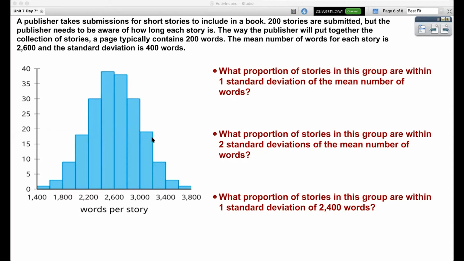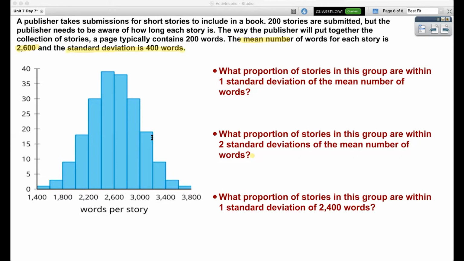Okay, so a couple of things that we need to make sure we know before we can actually answer these questions. First, what is the mean? Well, the mean number of words for each story is 2,600. That's super important to know because it is asking us about the mean number within 1 and 2 standard deviations of the mean number of words. We also know that the standard deviation is 400 words.